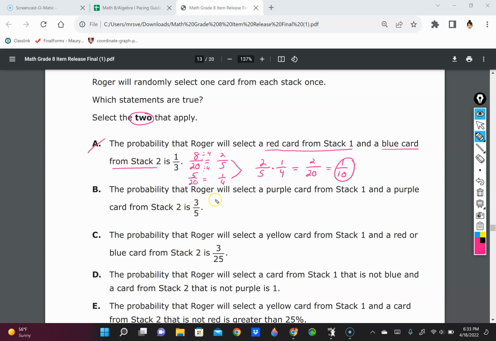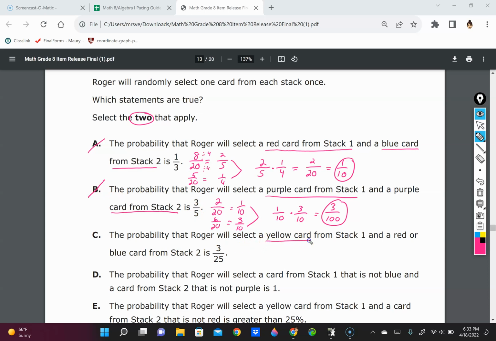Answer choice B, the probability that Roger will select a purple card from stack 1. There's 2 purple cards out of 20. That reduces down to 1/10. A purple card from stack 2 would be 6 out of 20, and that reduces down to 3/10. Multiply these 2 together. Just multiply straight across. That gives you 3/100. Not 3/5, so that doesn't work.